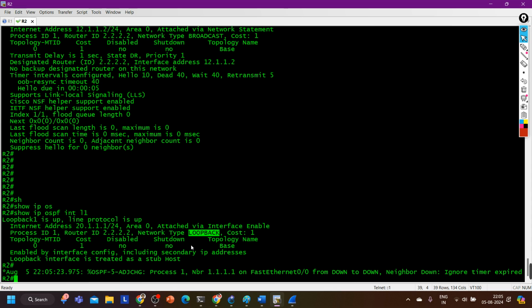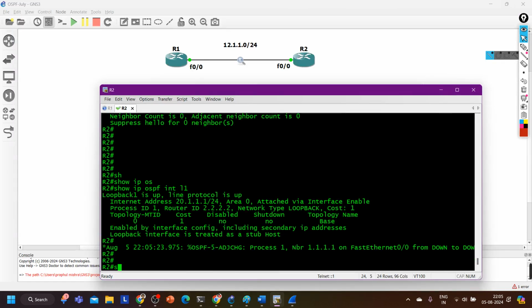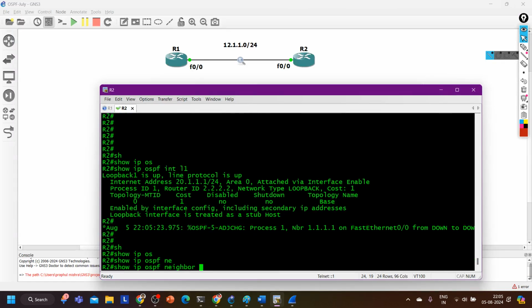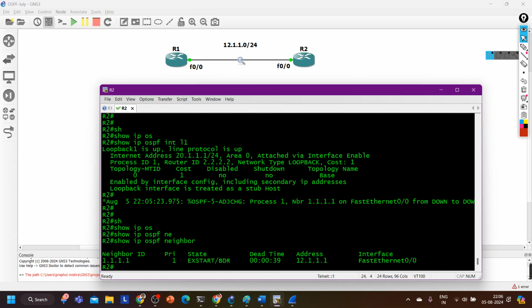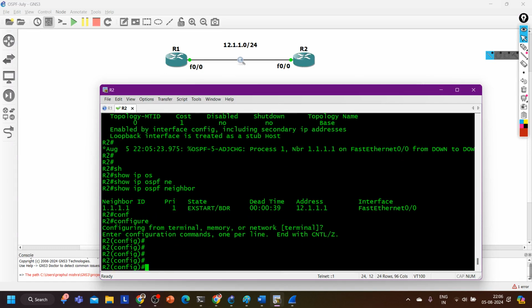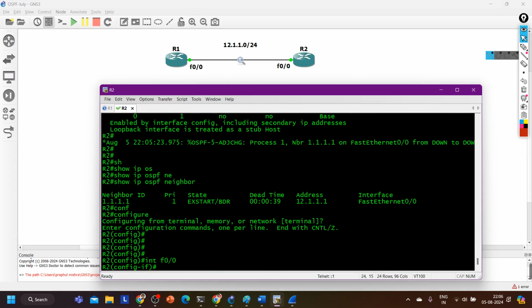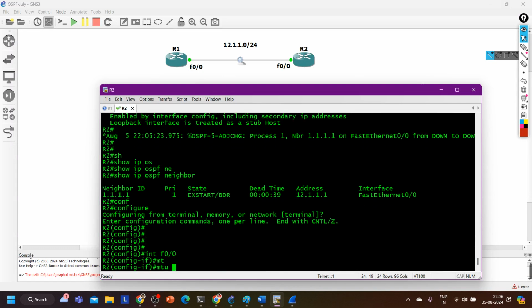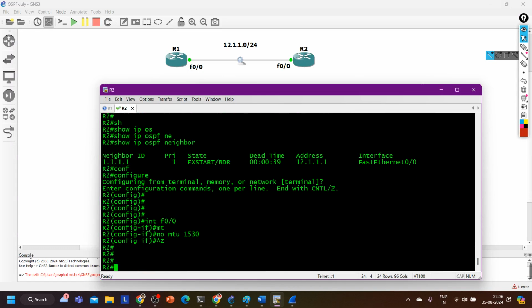Done, right? So network type should be same. Now the IP OSPF neighborship is stuck because of MTU. Now I am going to change the MTU here. Interface F0/0, say MTU 1530. I am going to remove this command, say no to this.